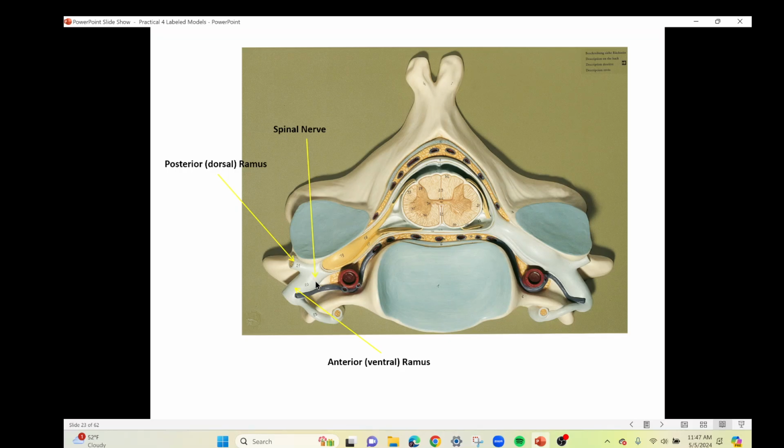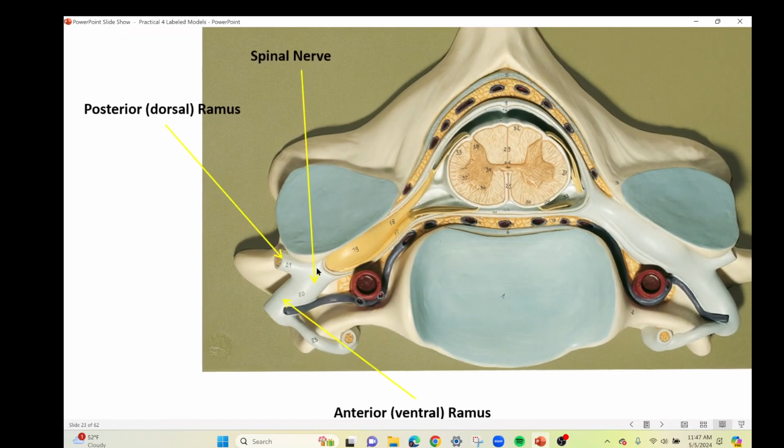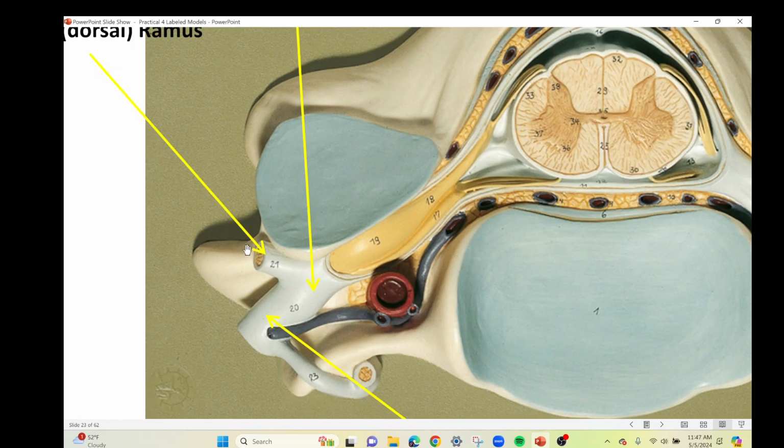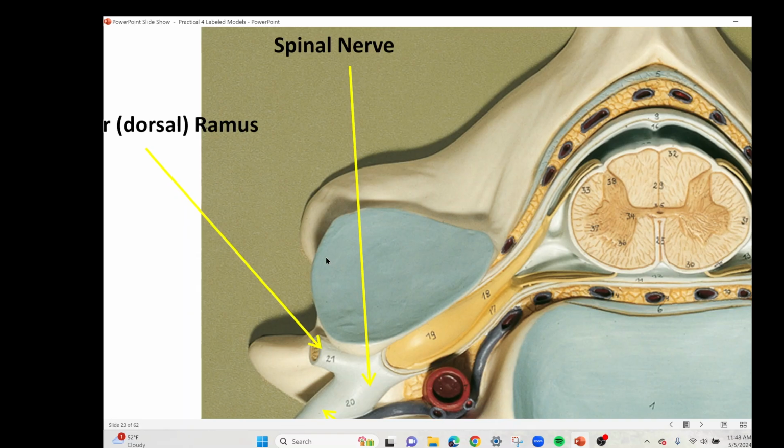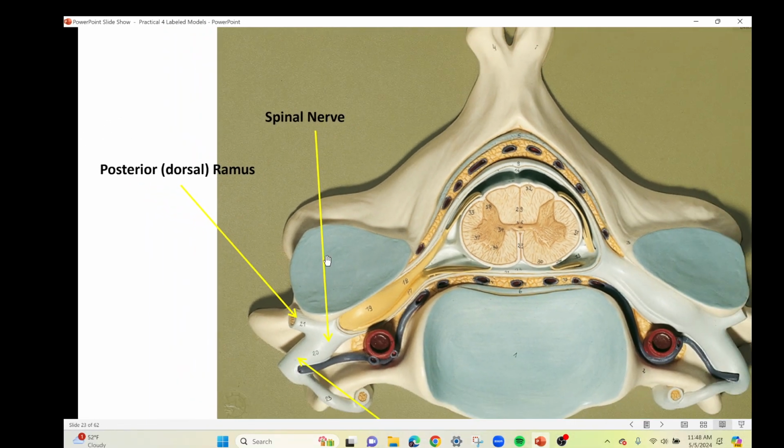Finally, when the spinal nerve emerges from the spinal cord, it's going to branch into a couple different branches. This little guy right here is going to head to the back of the body and innervate the skin and the muscles on the posterior part of your body, like the back of your neck, the back of your thoracic spine, your torso. This would be called the posterior ramus. A ramus is a branch.